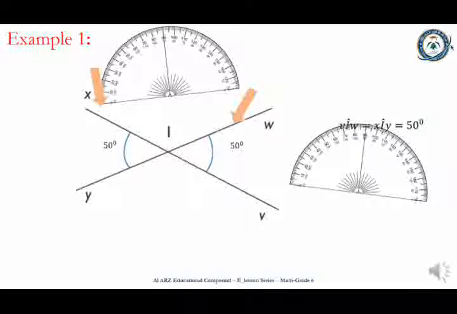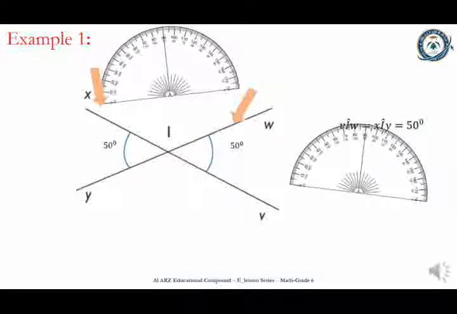Use your protractor to measure the angle WIV. Place the center of the protractor on I. Rotate your protractor and place one of the zeros on IV. Here we will work on the inner scale. Start counting 0, 10, 20, 30, 40, 50. Is this measure reasonable? Yes, because the angle is acute. If you get 130 by mistake, you will know it's wrong because the angle is acute, not obtuse. The measure is 50 degrees.